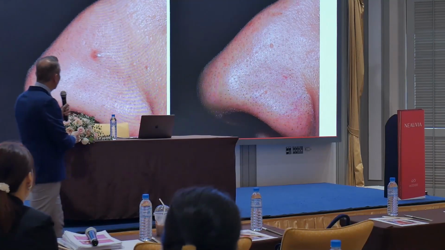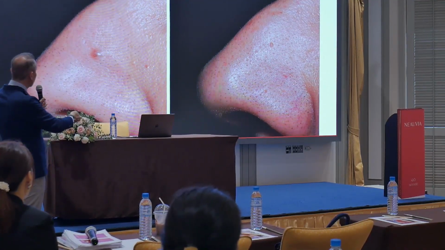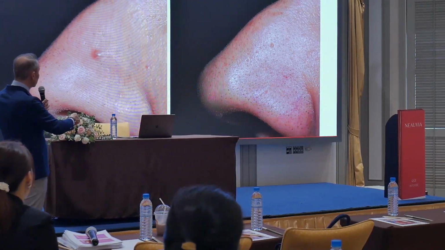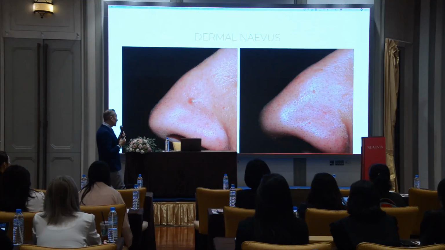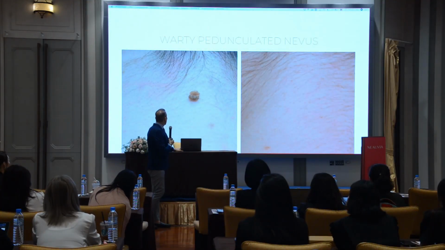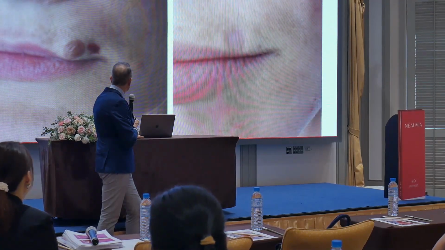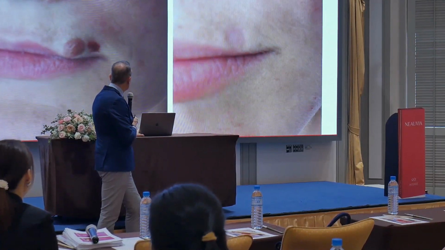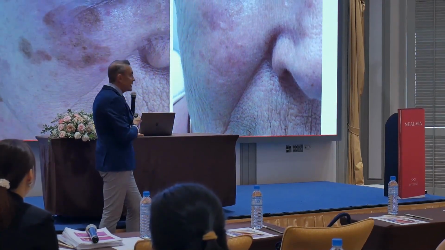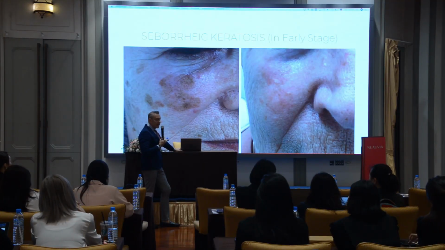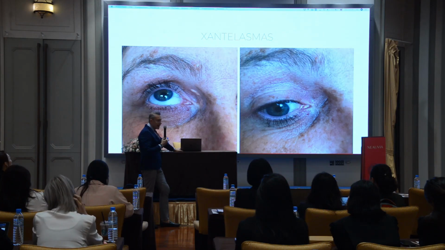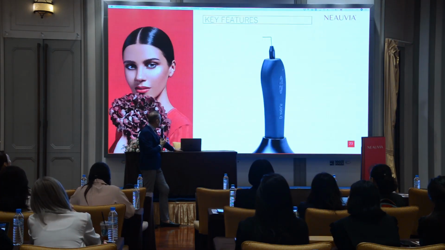Okay, these are some other before and after pictures. What you can do, the macules. Okay, warts, another macule, pigmented macules. This is the seborrheic keratosis in the early stage. Xanthelasma, and so before. Oh, good.